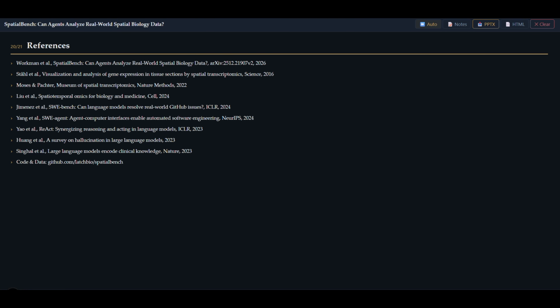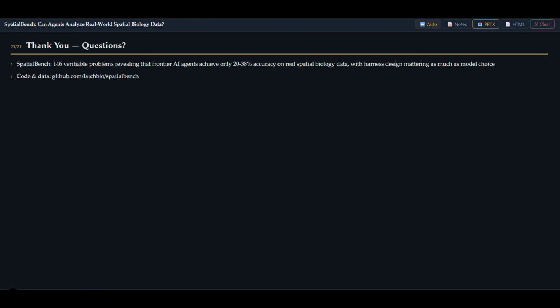Here are the key references cited throughout this presentation: the SpatialBench paper itself, the foundational spatial transcriptomics works, the agent benchmarking literature it builds on, and the public repository where all benchmark materials, graders, and canonical examples are available.